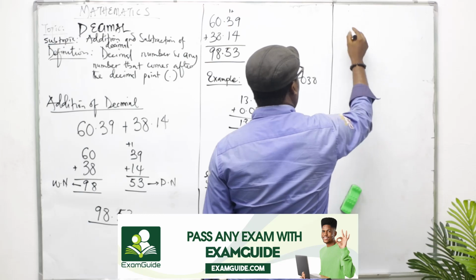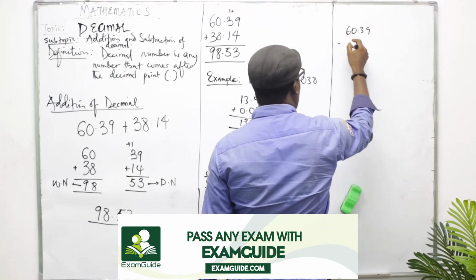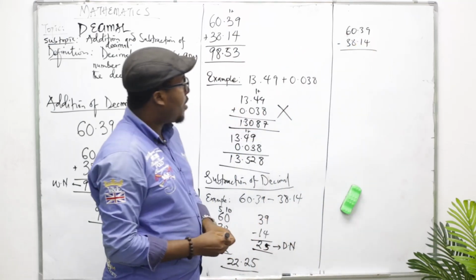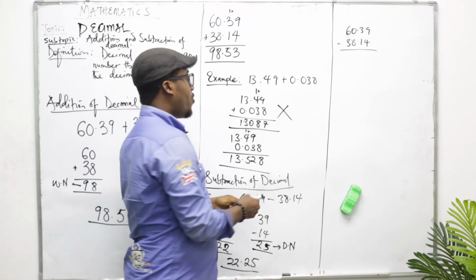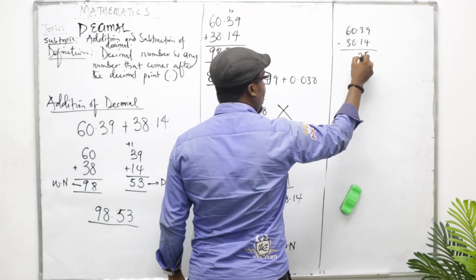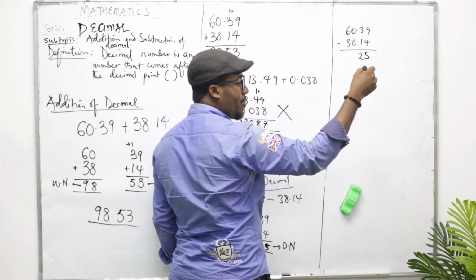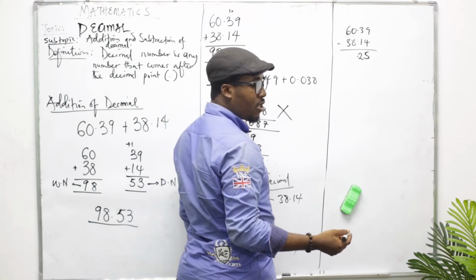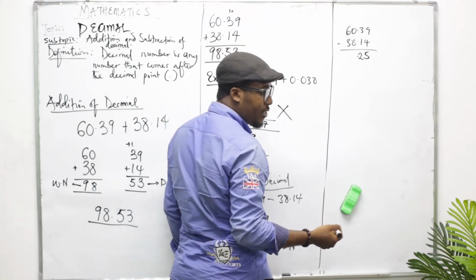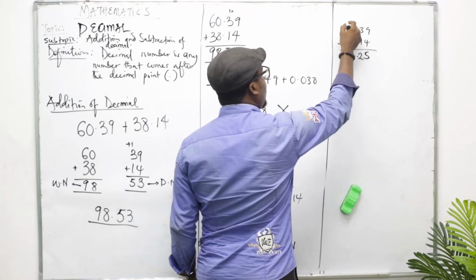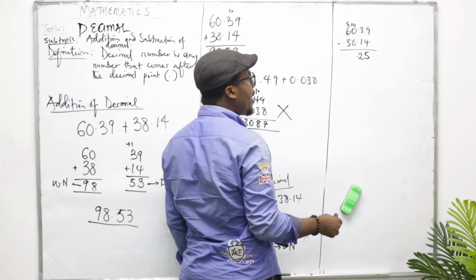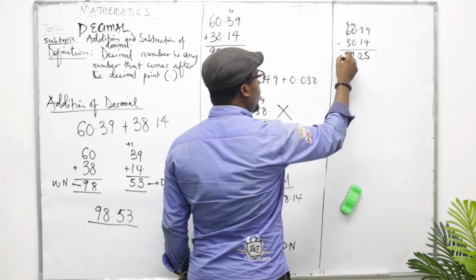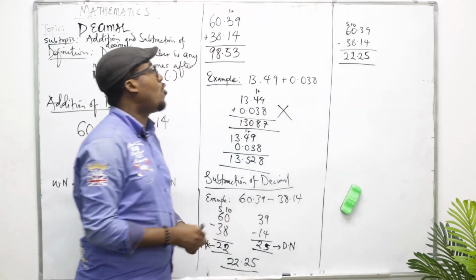Now you're given 60.39 minus 38.14. Again, the same procedure. 9 minus 4, we agreed is 5. 3 minus 1, we agreed is 2. Bring down the decimal point. 0 minus 8, we agree it's not feasible, it's not logical. So 0 borrows 1 from 6. And 0 becomes 10, 6 becomes 5. 10 minus 8, which is bigger, will give you 2. 5 minus 3 will give you 2. Hence, your answer is 22.25.